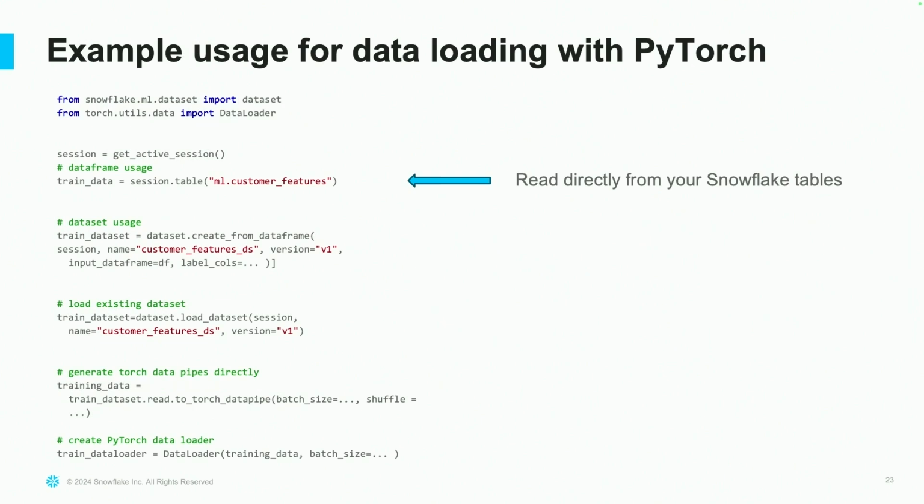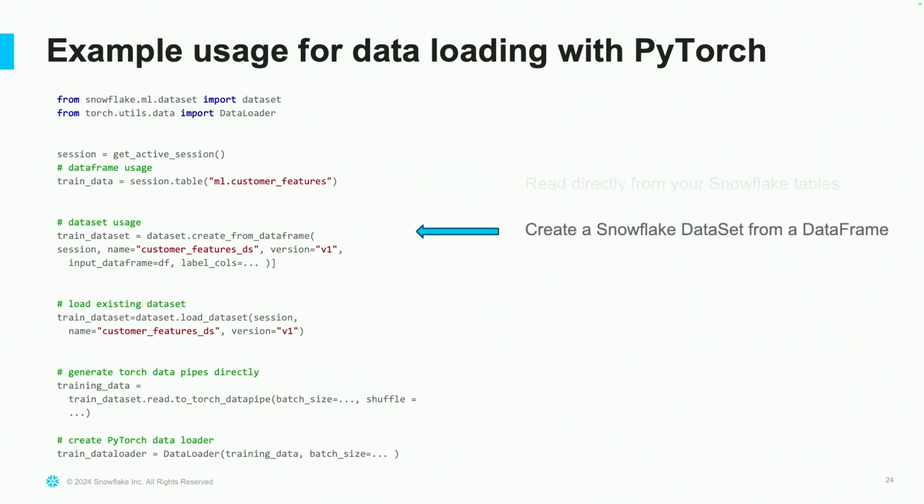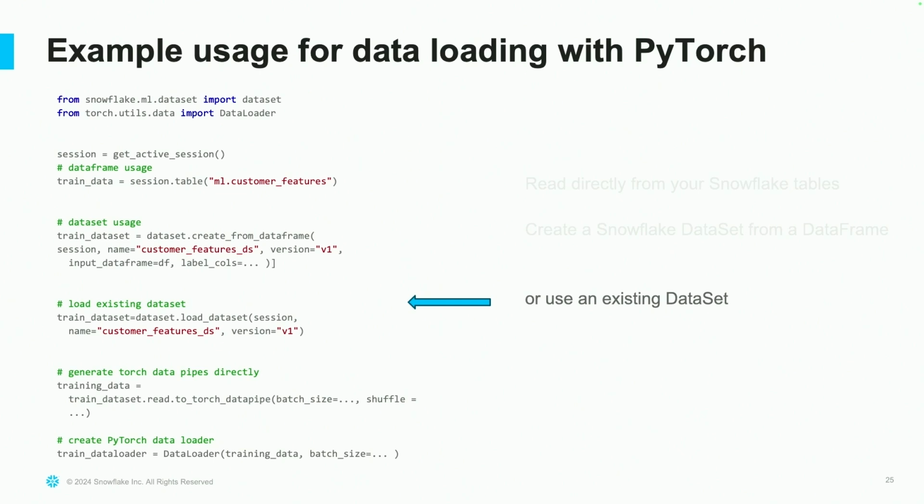Let's see a code example. So you're creating a data frame directly reading off a table. In this example, we are reading from a customer features table. We have a new method on the dataset class called create from data frame. So this is how you create a dataset from a data frame. You can give it a name, a version, and some additional metadata like labels and so on. What that does behind the scenes is it will actually go and materialize into a Snowflake dataset. If you have an existing dataset, you can just load that.